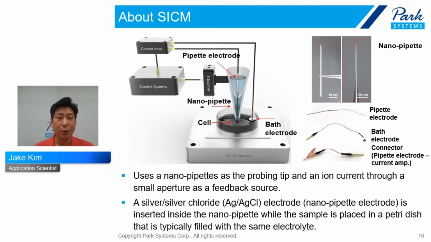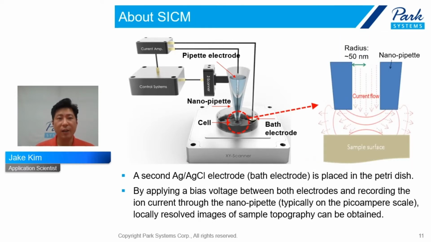Both electrodes, the pipette and base electrode, are made of silver chloride. The pipette electrode is inserted inside the nanopipette, while the sample is placed in a petri dish that is typically filled with the same electrolyte. And the base electrode is placed in the petri dish. In this setup, if we apply voltage, it becomes a kind of electrical circuit. By applying a bias voltage between both electrodes, the ion current can be detected, and using this ion current, locally resolved imaging of the sample topography can be obtained.